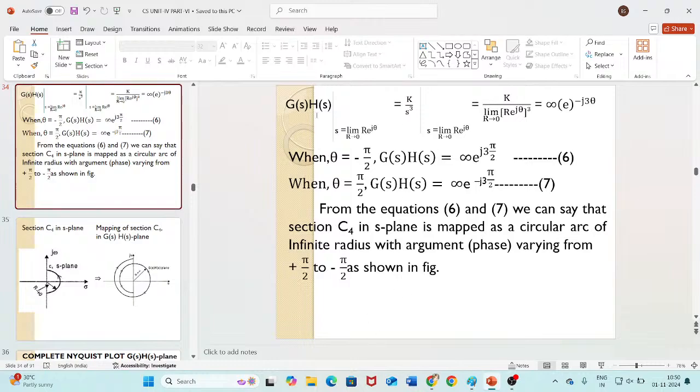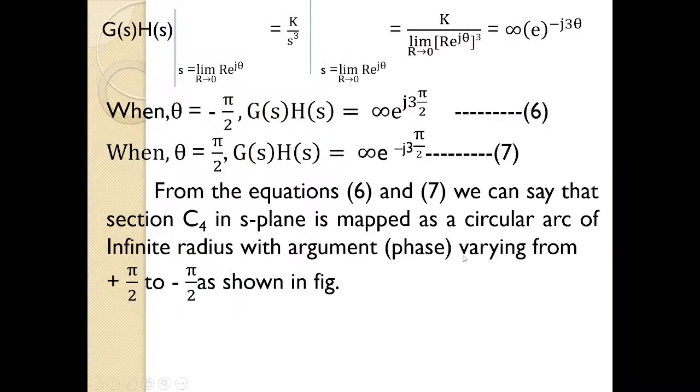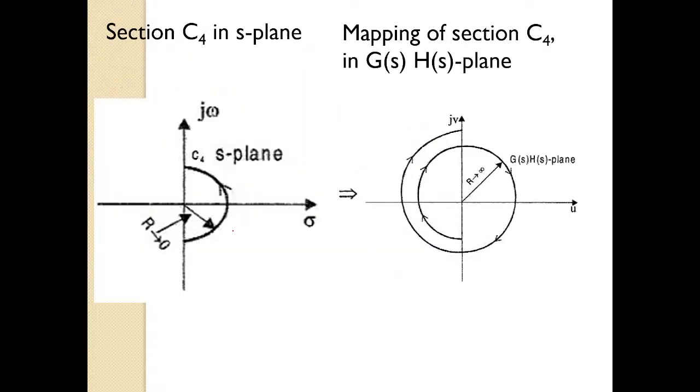Okay then. So now, what is it? Infinity is our radius, and theta values are, this is our radius. Theta is 3 pi by 2 to minus 3 pi by 2. Okay. So let us go to our plot.